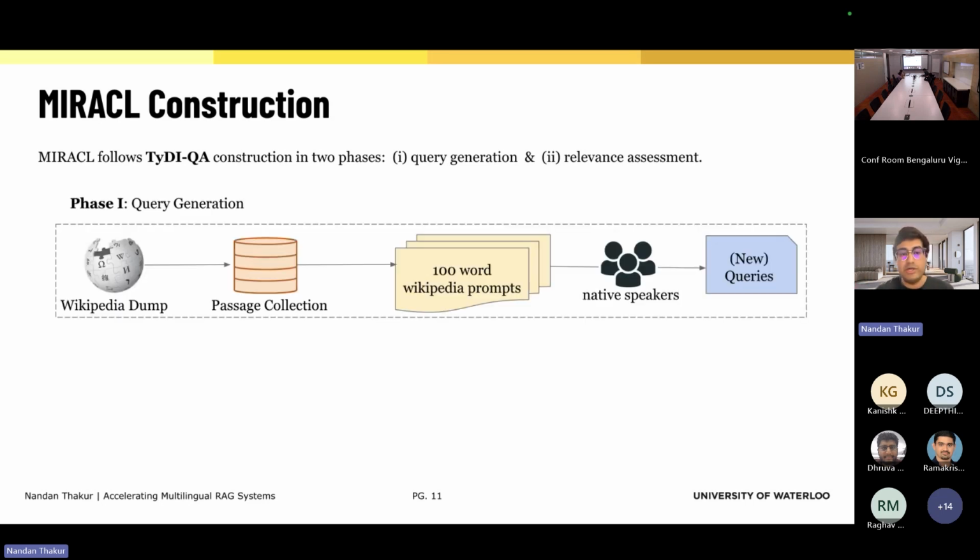So in phase one, query generation, in very simple words, you would have a Wikipedia dump in a particular language. You would scrape it, get the Wikipedia dump, and then convert that into a passage collection. Using that, we formed small snippets of 100 words, which contained the initial information about a Wikipedia article. These were provided to native speakers, who then used them to generate queries about it. So this was phase one, where given some prompts, you generated questions.